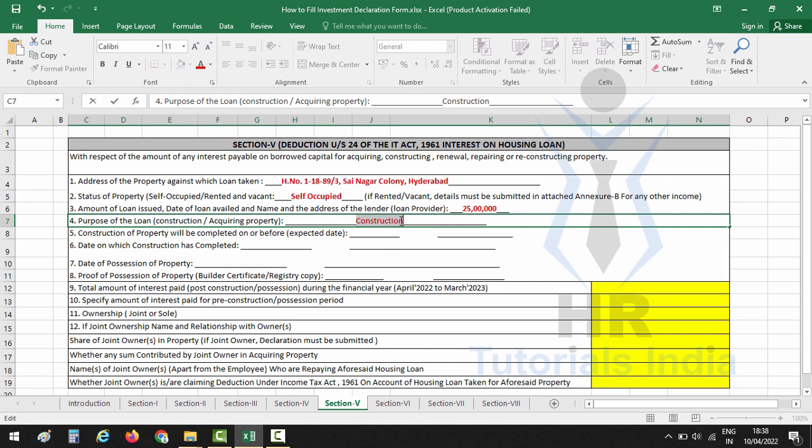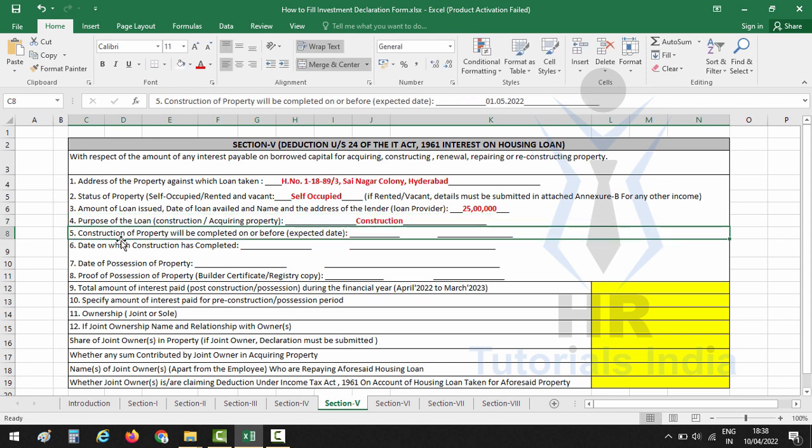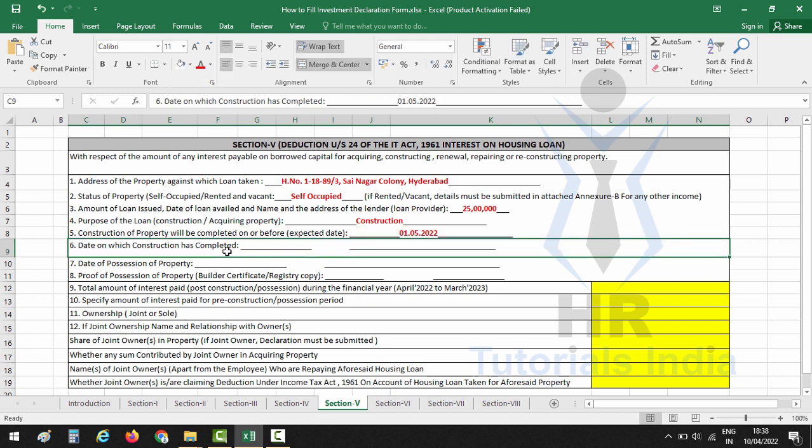So it is under construction. Then comes construction of the property will be completed on or before the expected date. So here we need to fill the date by which the construction will get completed. It is 1st of May 2022. Date on which construction has completed. So we need to fill the completion of the property construction. Here it is the same, that is 1st of May 2022.